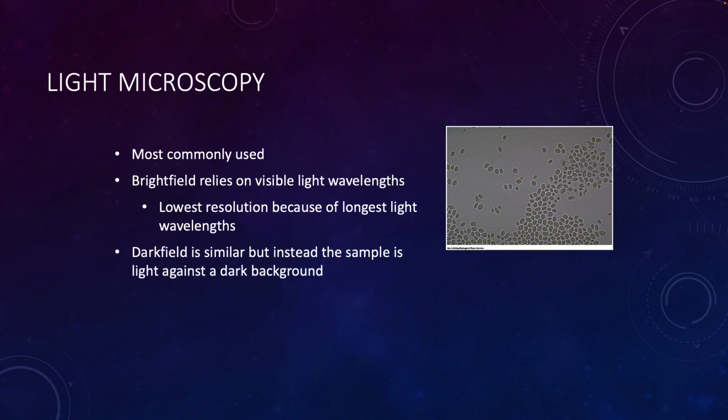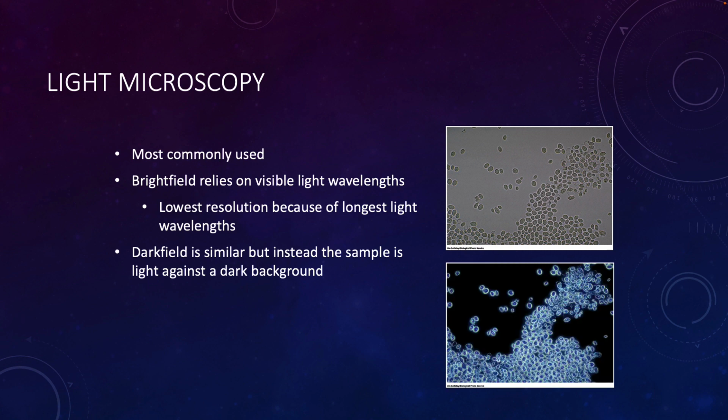Dark field microscopy is very similar to bright field in that it relies on light in the visible spectrum. However, instead, what we do is we make the background dark and light up the samples. So you can see this is basically the exact same image under light or bright field microscopy and under dark field microscopy. We will sometimes rely on dark field microscopy because it does provide increased resolution.